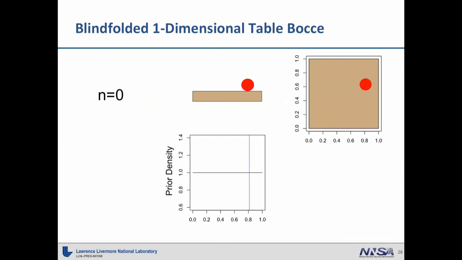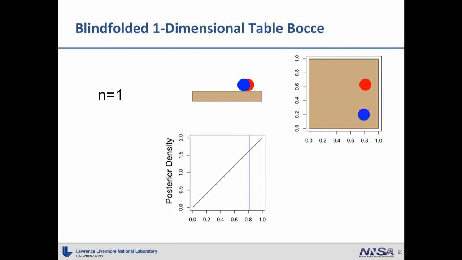And on the bottom, that is my starting probability distribution for the location of that red ball, where it is flat, because I threw it in such a way that I do not have an idea that it's in one part of the table versus another, and the true location is marked by that vertical line. So, round one.